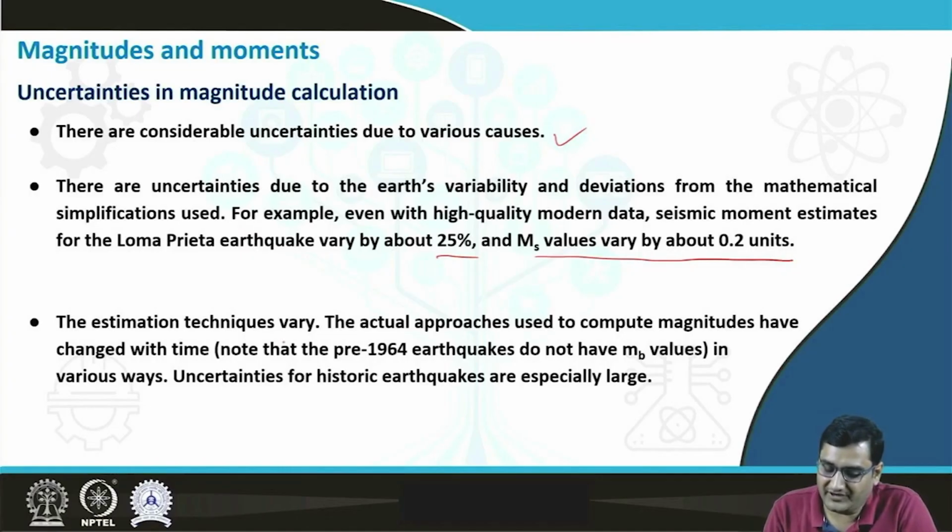The estimation techniques vary. The actual approaches used to compute magnitudes have changed with time. For example, before the 1964 Alaska earthquake, body wave magnitude values were not reported. So this is a problem because of the different techniques used. So uncertainties for the historical earthquakes are especially large.